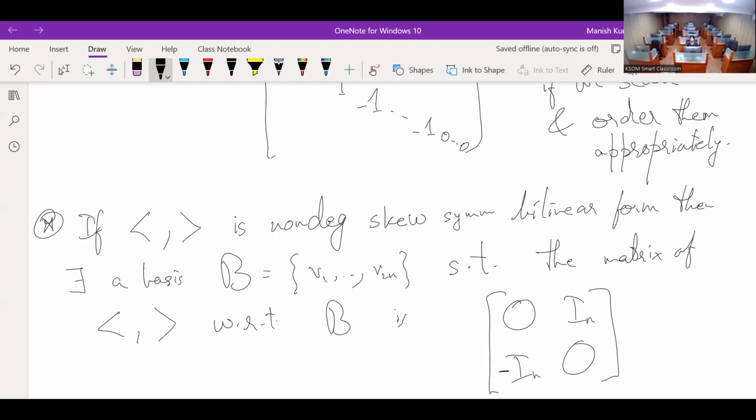V1 and with the other vectors, it's all 0. Similarly, V2 and V2 prime, the pairing is 1. And if you change the order, the pairing is -1. That's why this negative identity comes, and so on.